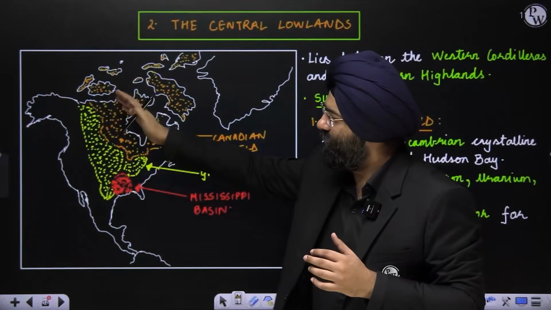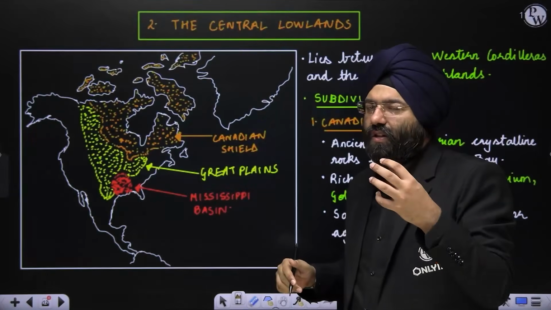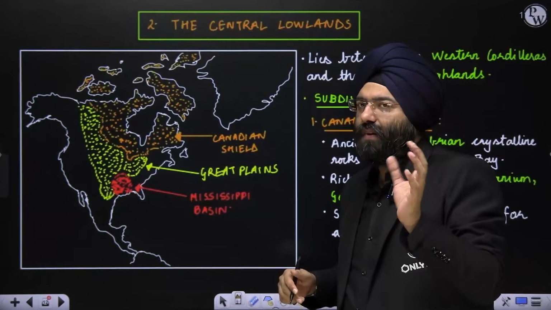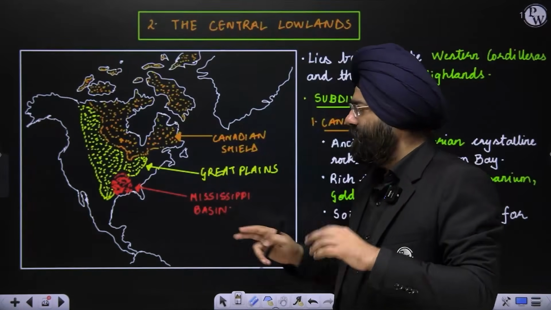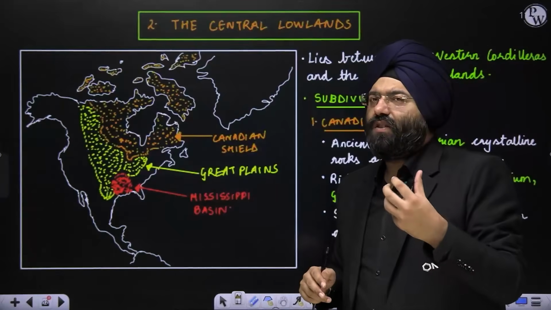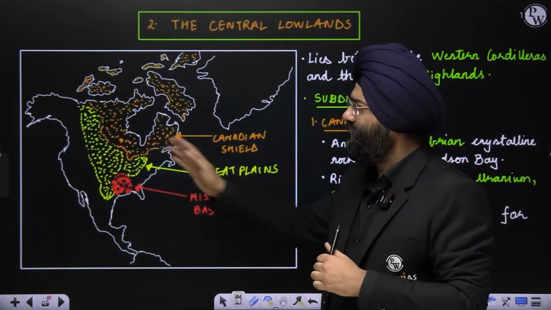If we go further south, you will see regions which are basically the Great Plains, like we have the plains of India. Similarly, you have the Great Plains over here. Then below that you have the Mississippi Basin, which is drained by the Mississippi River. That is why it is very fertile. Now you have the grasslands also over here.